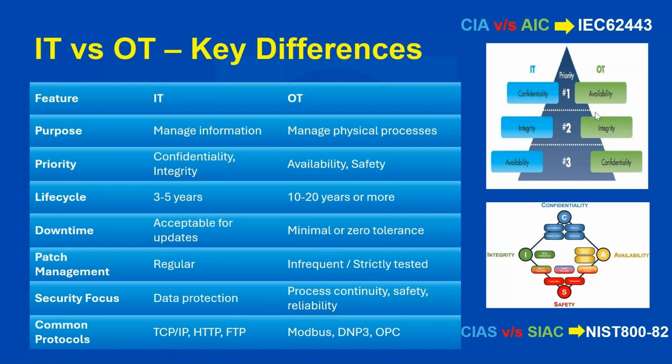Even though the expanded definition is SIAC, which we will discuss. So CIA and AIC as per IEC 62443, which silently includes that availability means safety is part of it. But this definition is further expanded by NIST, which says CIAS and SIAC, meaning safety first, and then safety, integrity, availability, and confidentiality. So the core difference is that the priorities of the two technologies are different.